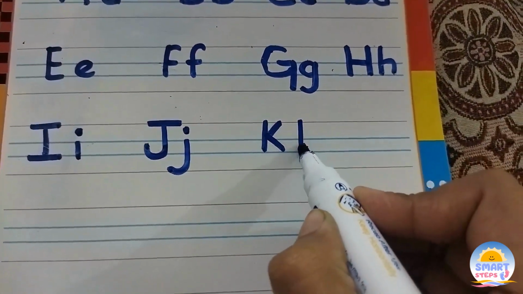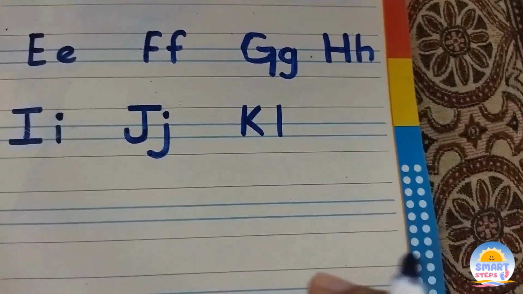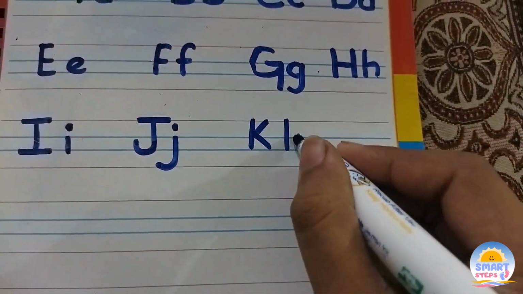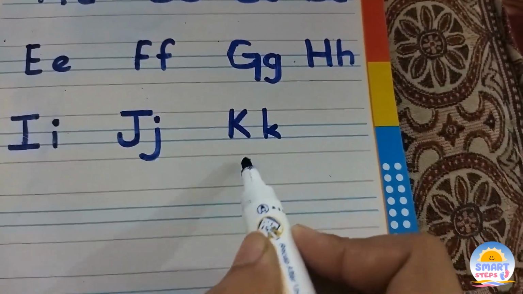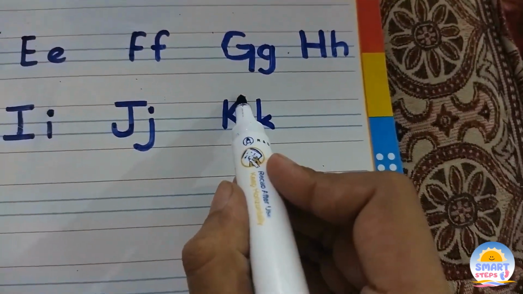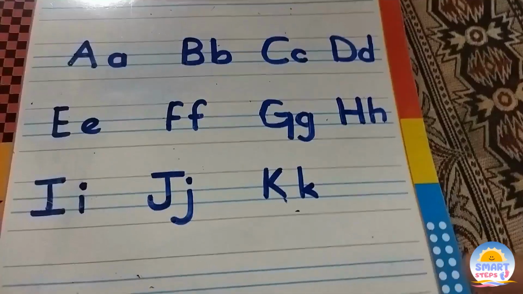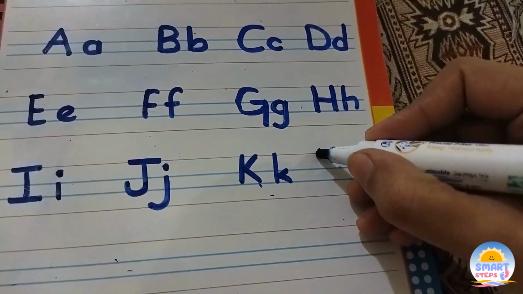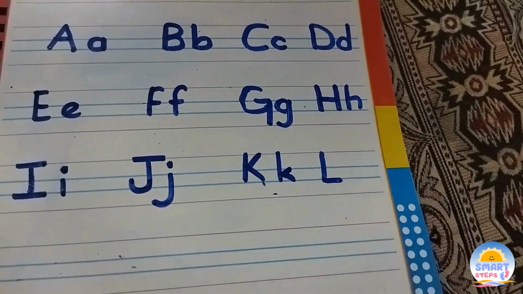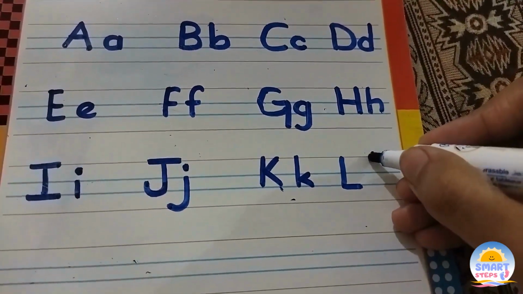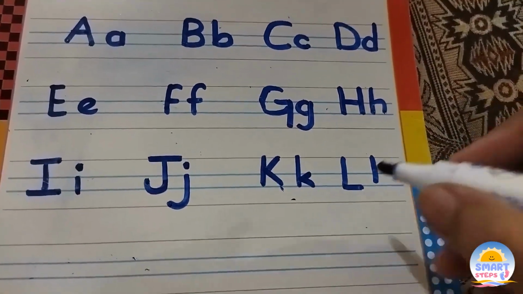Lowercase k, a standing line from top to bottom, and two slanty lines in the middle. You can teach this like alligator mouth from top to bottom and alligator mouth in the middle. Uppercase L, a standing line from top to bottom and a sleepy line on the bottom. Lowercase l, a standing line from top to bottom and a curve towards right eye.